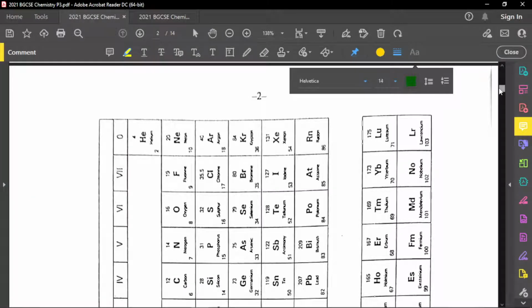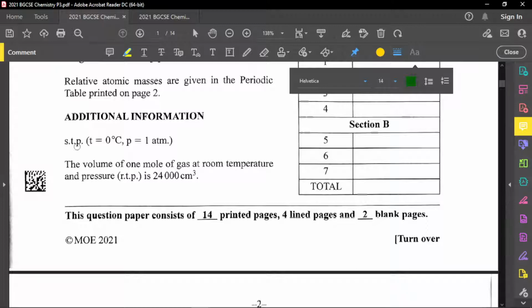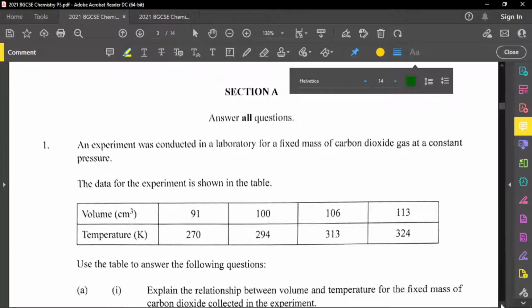Again, they will provide you with a periodic table. You can use that throughout the examination to assist you wherever necessary. Also, they give you some important information here, for example, about STP and also about RTP. If you do need them, you can use them as well. We're going to try to go through this as fast as possible, hopefully in time to catch the exam. Section A is to answer all questions.